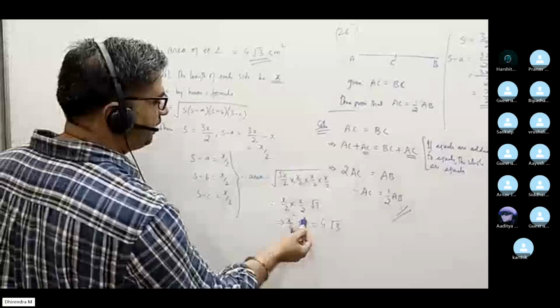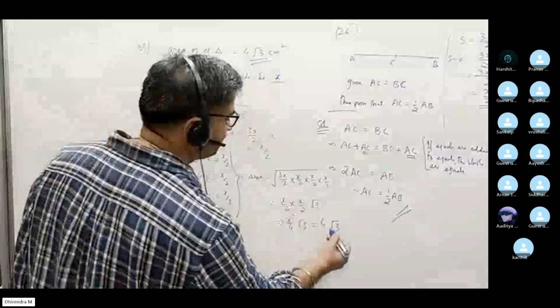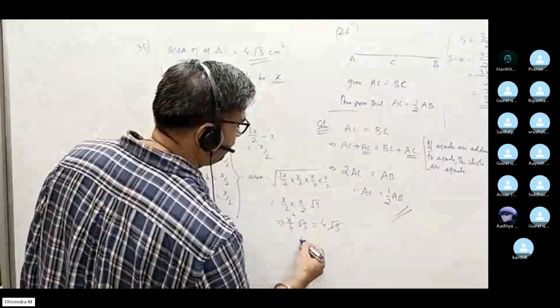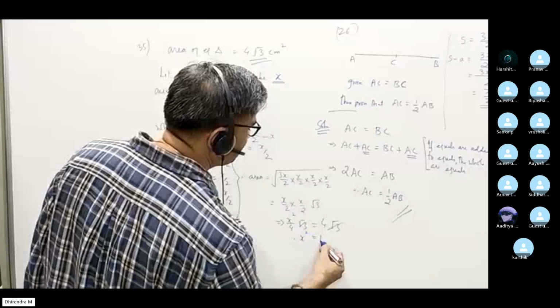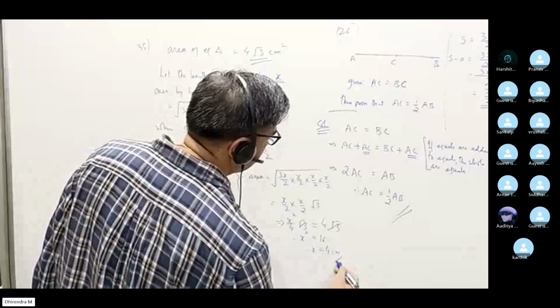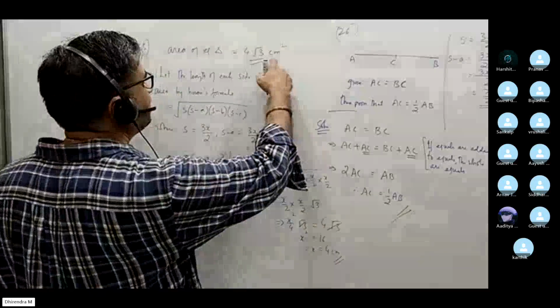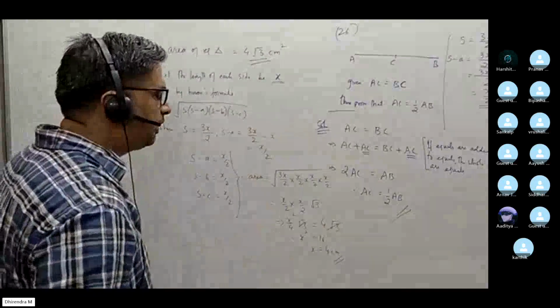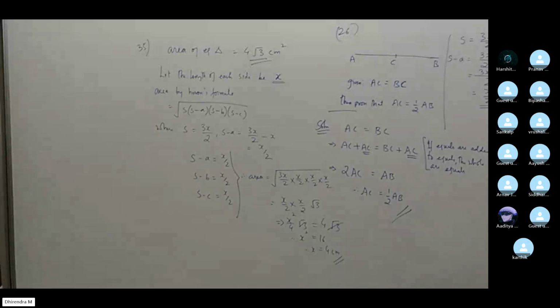Making sense? Here we found the area using Heron's formula and we are equating it to the value that is already given. So root 3 is gone. Therefore, x square is equal to 16, and therefore x is equal to 4 centimeters. Sir, where did I get the centimeter from? Because the area is given in centimeter square, so I can safely assume the unit to be centimeter. This is how we solve. Let me know if something is not clear. I will explain.